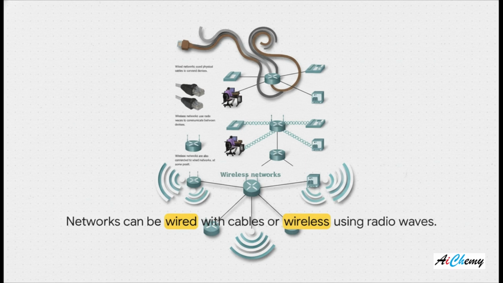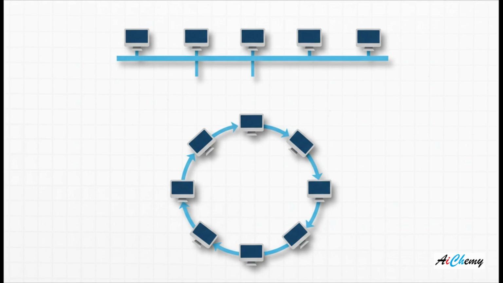But here's the key thing to remember. It's not one versus the other. They're a team. Your Wi-Fi is almost certainly plugged into a wired network somewhere to connect you to the rest of the world. So, how are all the devices on a network actually laid out? We call that the topology.